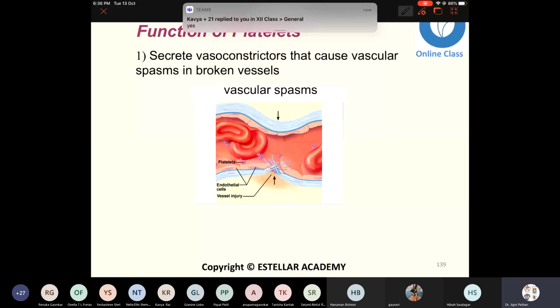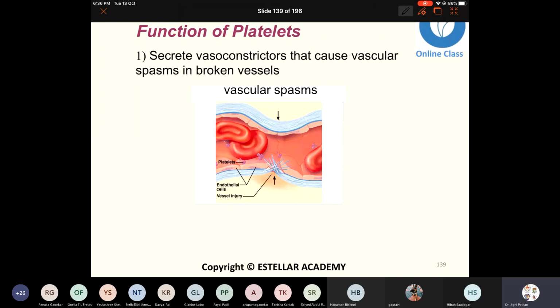Now, function of platelets. They secrete a vasoconstrictor that causes a vascular spasm in the broken vessels, the squeezing. This is the first function. Write down the first function of the platelets.